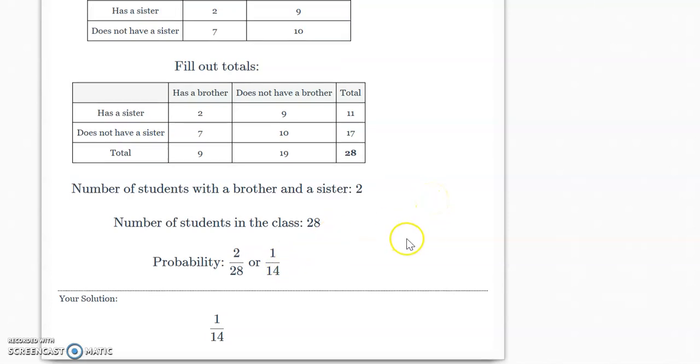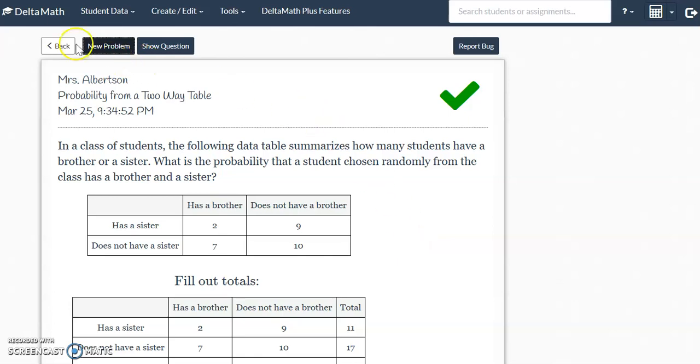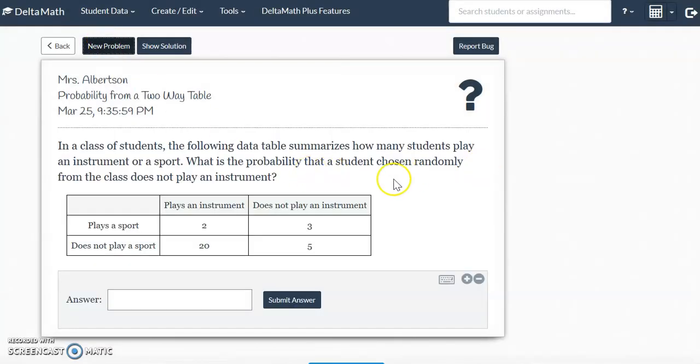All right, so I hope that gives you a head start. So the questions are just going to continue to be the same. And you're just looking for how many kids fall into this category out of the total number of kids that you're talking about in the question.